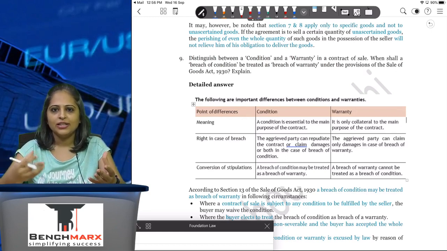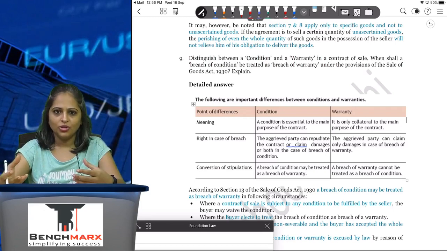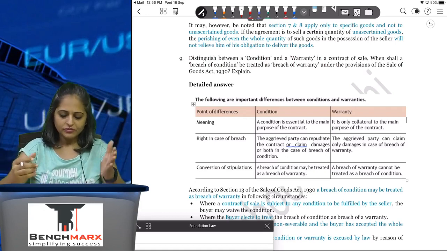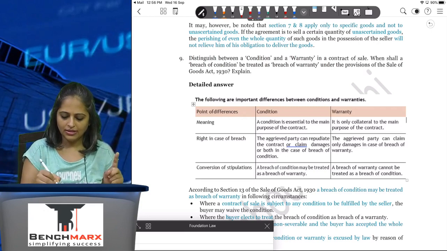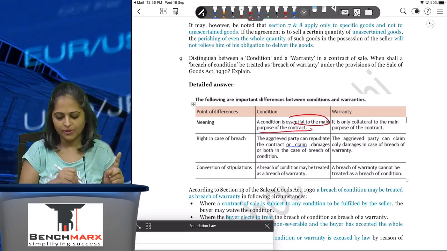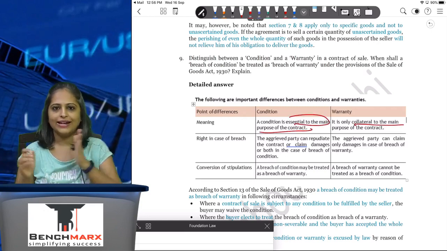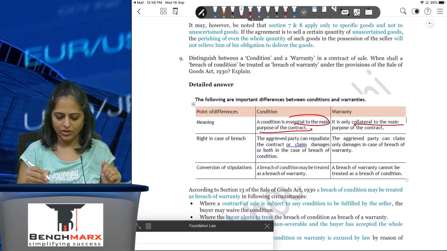Breach of warranty is where the tires are not working, or the brakes are not working, the horn is not working. All of that is a breach of warranty. So what is the difference between the breach of condition and warranty? This is essential to the main purpose of the contract. This is collateral to the main purpose of the contract.